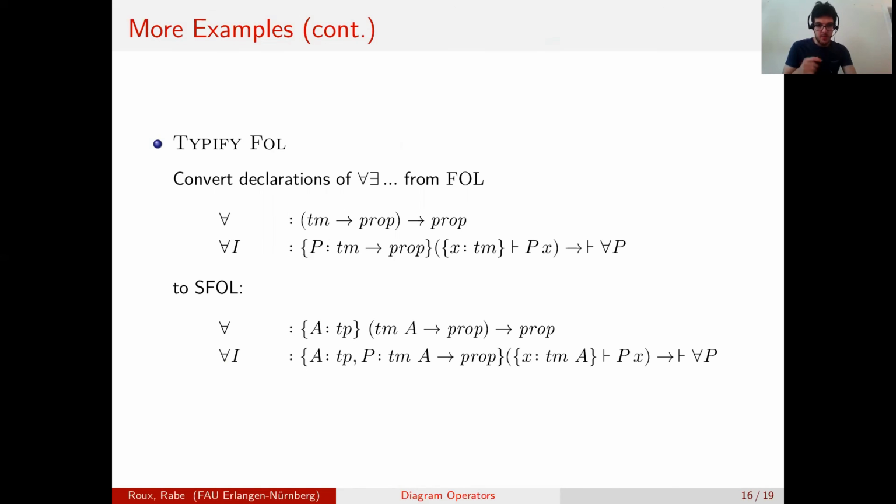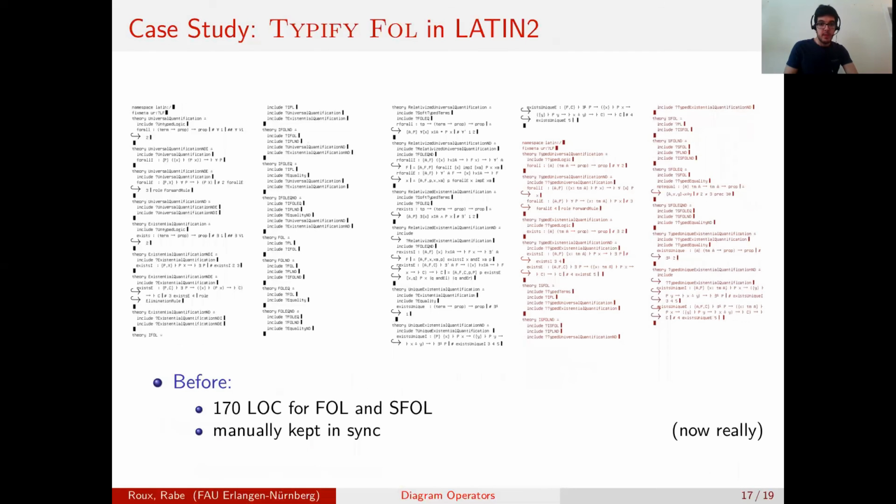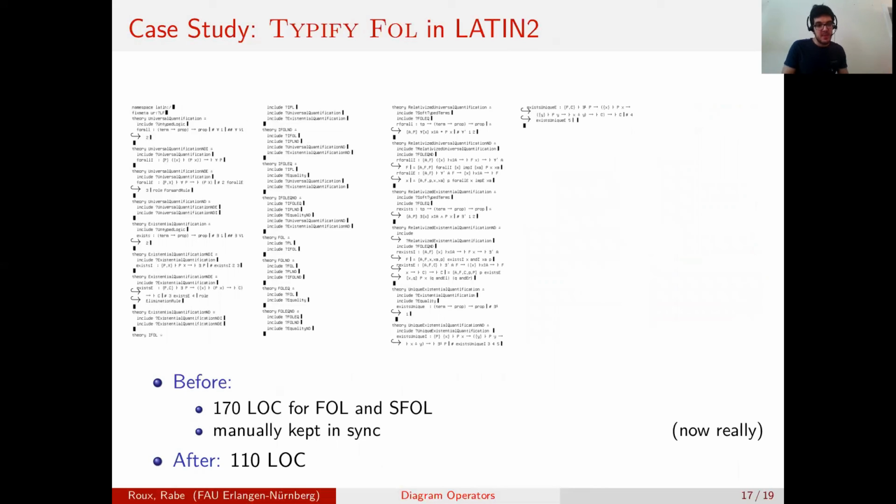So for-all was previously TM to prop. Now, for-all in S-full is abstracted over one type, one sort, A colon to P, and then it's TM A to prop. And we can do this consistently for exists, for-all introduction, for-all elimination, and so on. That brought us to typify-full in Latin too. And now we can also eliminate the red part, which, by the way, was really in sync, manually kept in sync. So again, we had a reduction in lines of code.